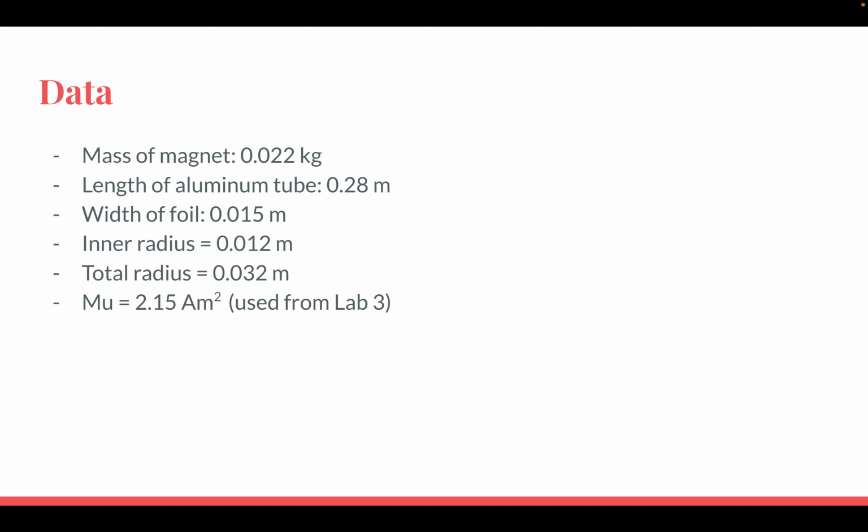So these were the initial conditions of the magnet and the tube. As we can see, the magnet had a mass of 0.022 kilograms, and this would, of course, vary depending on the magnet used from person to person. The length of the aluminum tube and the dimensions like the width and inner radius as well as the total radius were also found, and the mu value was 2.15, and this was derived in lab 3.